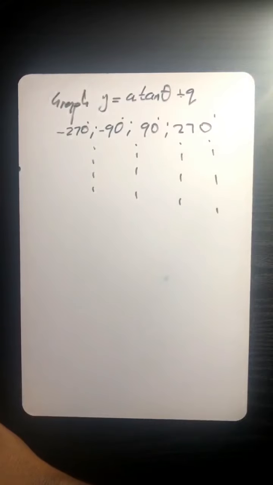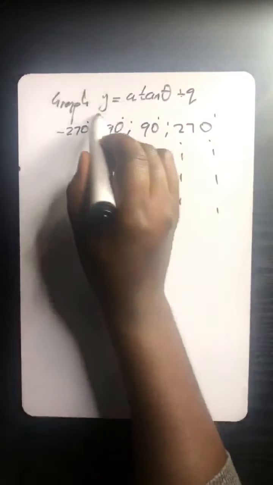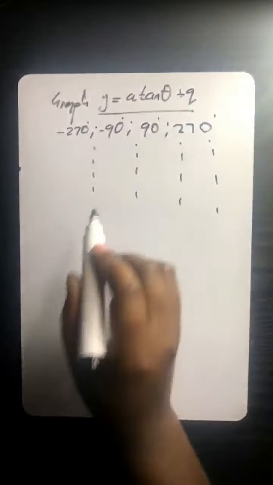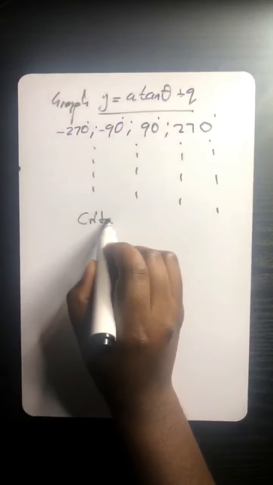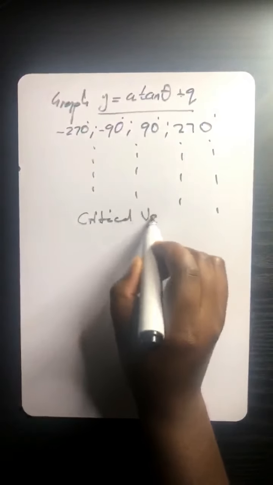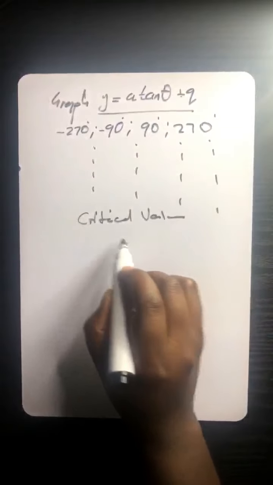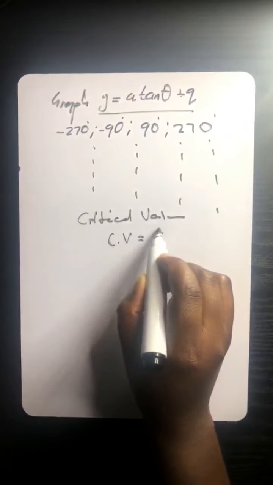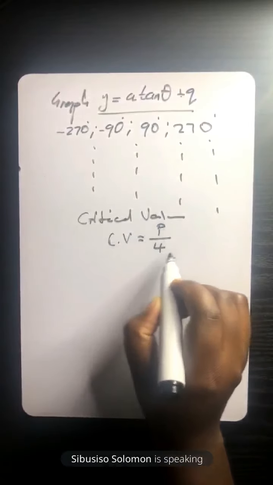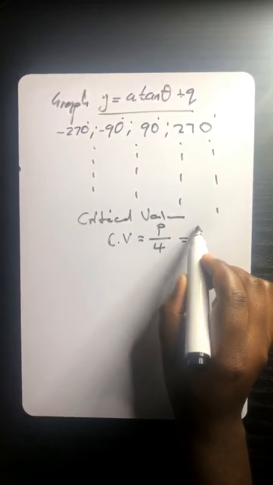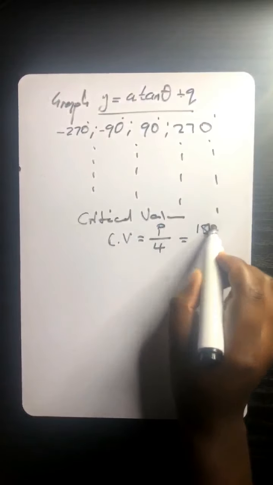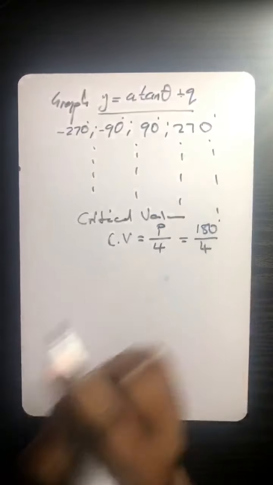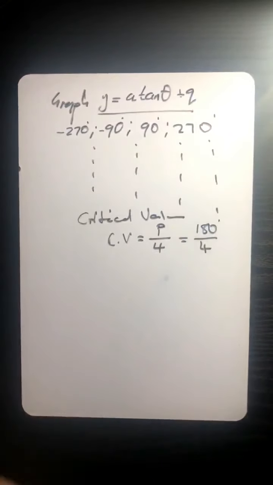Okay, 100%. And most importantly, remember that when you sketch that, you should be careful of your critical values. You remember the formula for CV is equal to the period over 4. And we normally know that the period is 180 degrees for that one of tan.